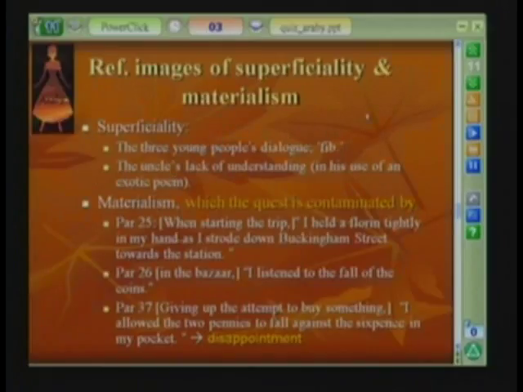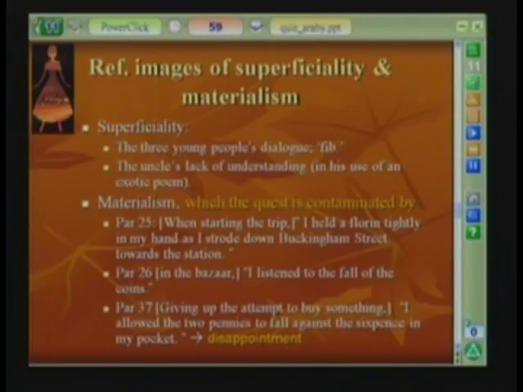So here, this is for your reference. Superficiality, the dialogue, the uncle's lack of understanding, and his use of an exotic point, materialism, which the quest is contaminated by. You know, for the boy, the quest is the most important and the most mature thing to do, but it's actually contaminated by his need for money. Okay, and that's why at the beginning he held the florin tightly in his hand. And then in the bazaar, he listened to the fall of coins. And I think this is a point where he realizes that this is just a commercial place, a marketplace. So at the end, he gives up and lets the florins fall, instead of buying something. Okay, and that shows his disappointment or disillusionment.